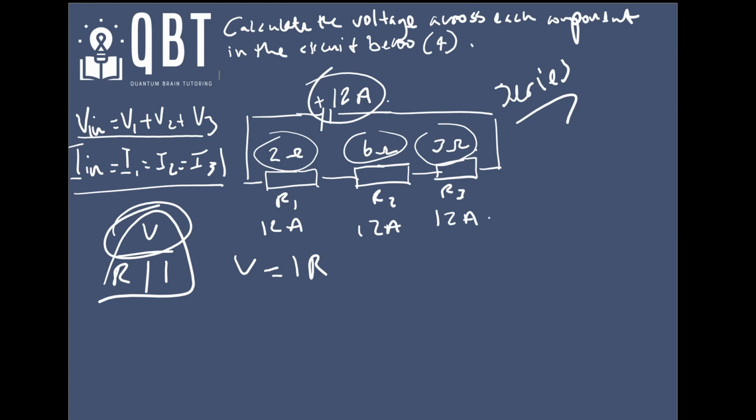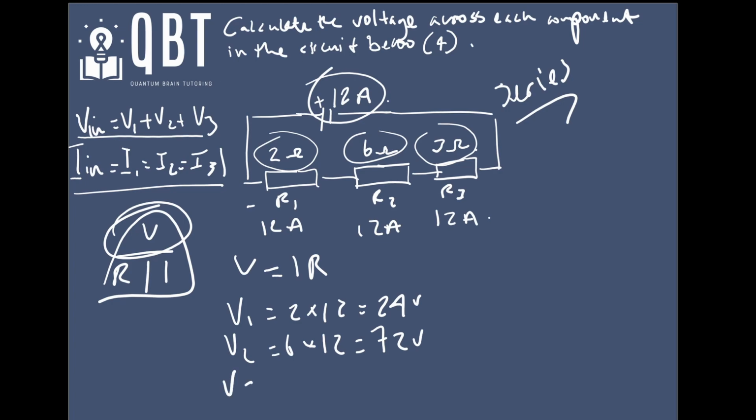So V1 here would be 2 times 12, which would be 24 volts. V2 would be 6 times 12, which would equal 72 volts. And V3 would be 3 times 12, which would equal 36 volts. So we've used our knowledge of how current and voltage are distributed in a series circuit to find the voltage across each component.